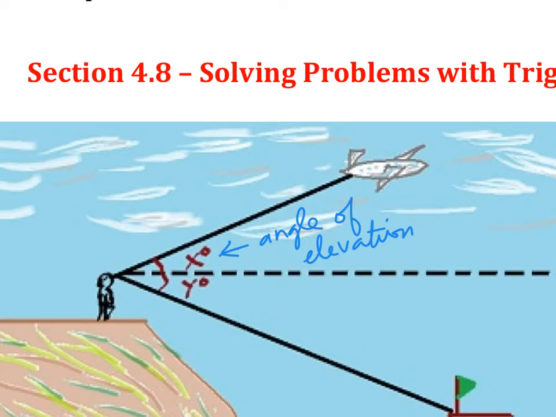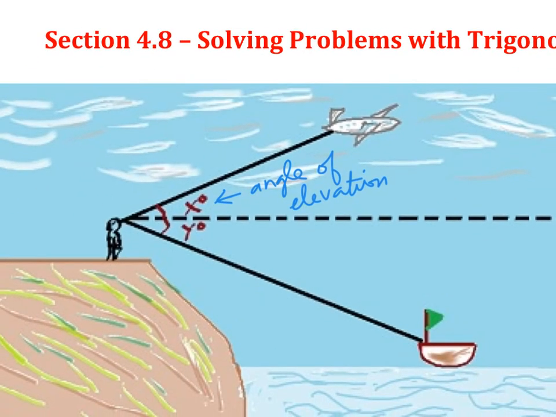This is very important because a lot of times if we start drawing the wrong picture, labeling the wrong thing, your answer obviously will be wrong. In order for you to look at a boat, you're going to have to lower your head. So it's going to be from the horizontal down. This is called the angle of depression.